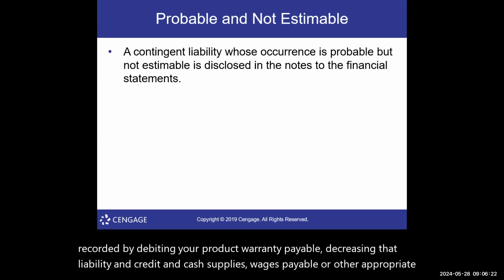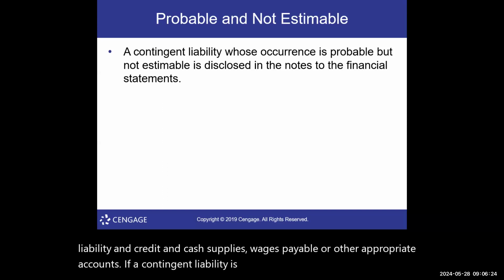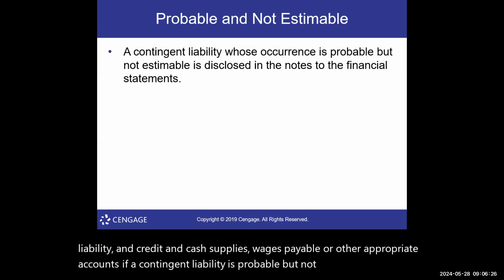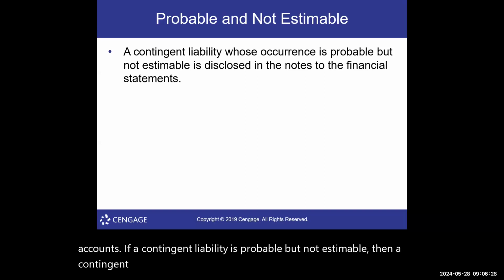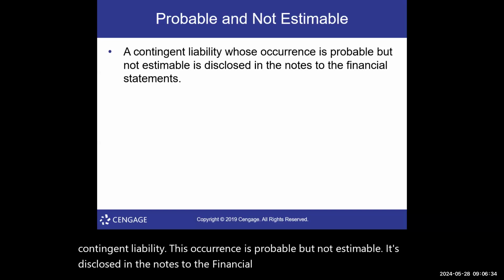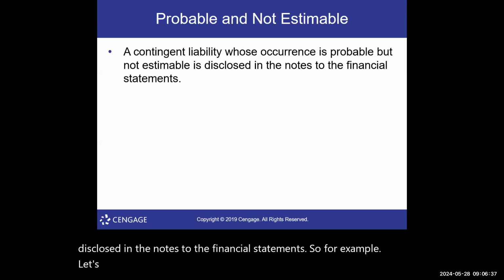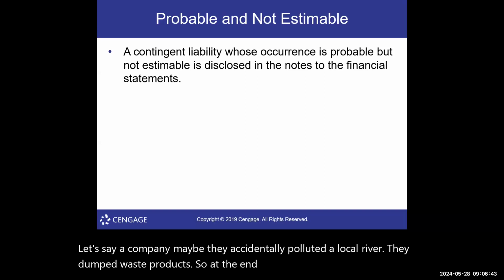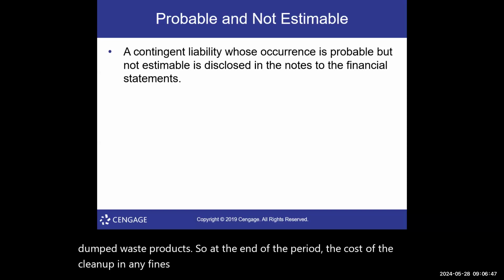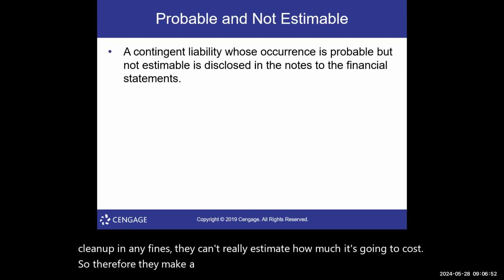If a contingent liability is probable but not estimable, it's disclosed in the notes to the financial statements. For example, let's say a company accidentally polluted a local river by dumping waste products. At the end of the period, they can't really estimate how much the cleanup and any fines are going to cost. Therefore, they make a disclosure in the notes to the financial statements.